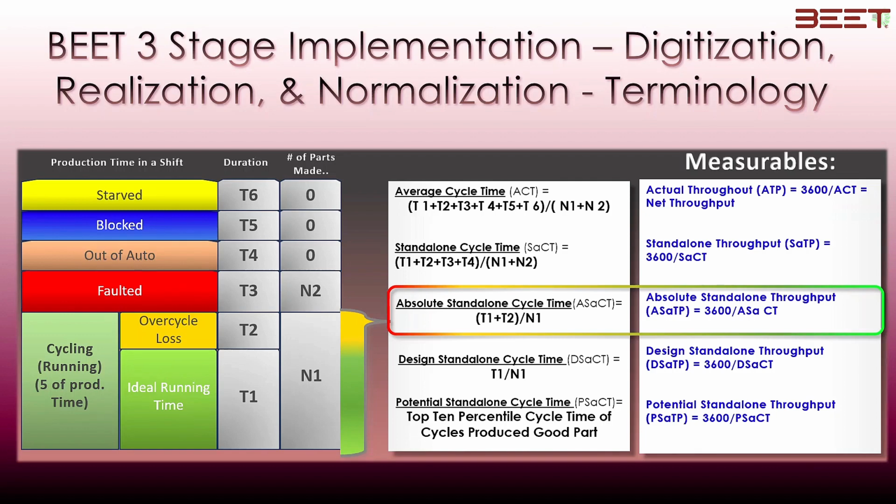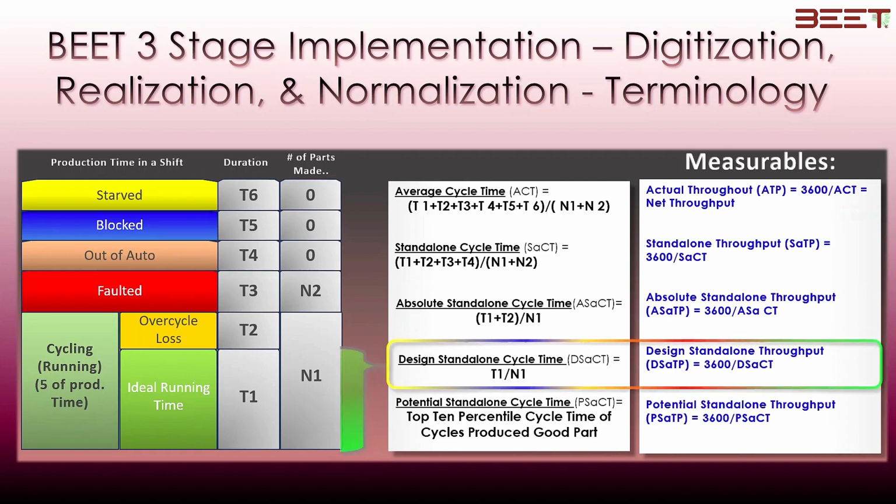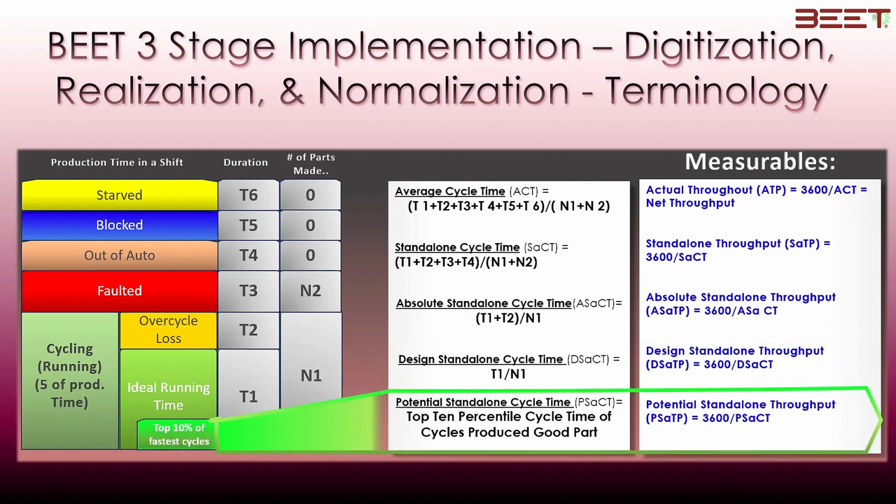The second is the design standalone cycle time. This is normally known as the line is designed with this cycle time. The third is the potential standalone cycle time. This is by benchmarking the top 10% of the fastest cycles over 90 days of production data to visualize what is the possible cycle time for the asset.